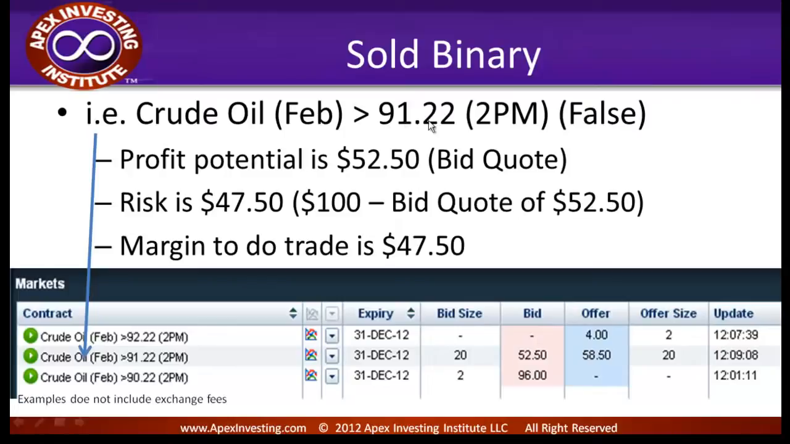Now, if we looked at a different binary, and we said, okay, we're going to sell that $91.22 binary. So instead of saying it's true, we're going to say it's false. We're saying it'll be less than or equal to $91.22. Well, the profit potential on this trade is $52.50, and the risk will be $100, remember maximum value, minus the bid quote of $52.50. So our risk on this trade is $47.50. Therefore, our margin to the trade is $47.50. And don't forget, you can always close the binary before expiration, so long as there is a quote on that binary.